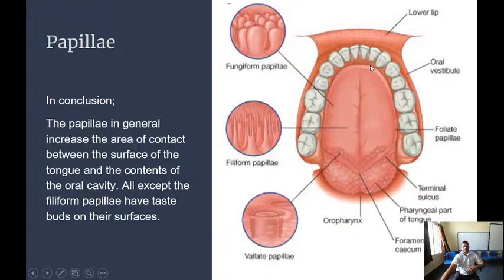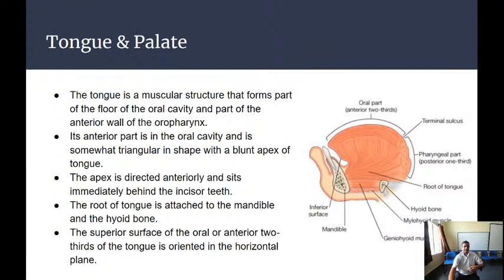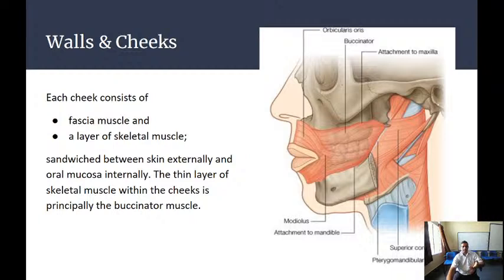Once again, this is the vestibule and this is the mandible with its alveolar margin and the tooth. That's the vestibule, and this is the oral cavity proper. Then we studied the lateral wall, which consists of the cheeks, which contain a muscle called the buccinator muscle.